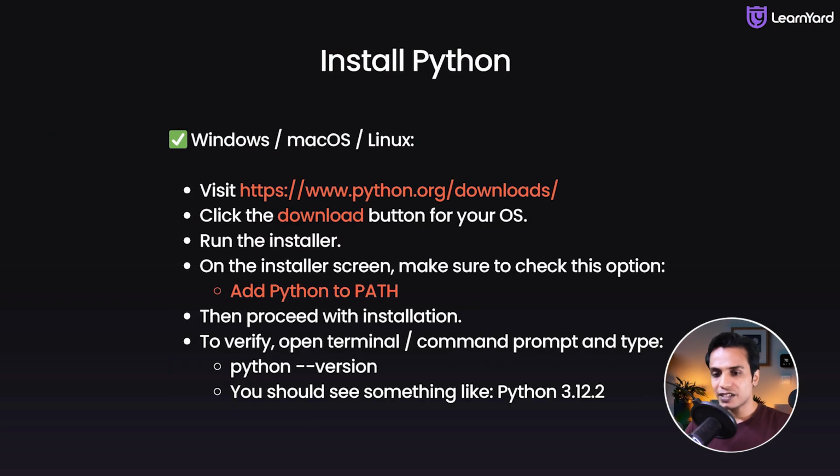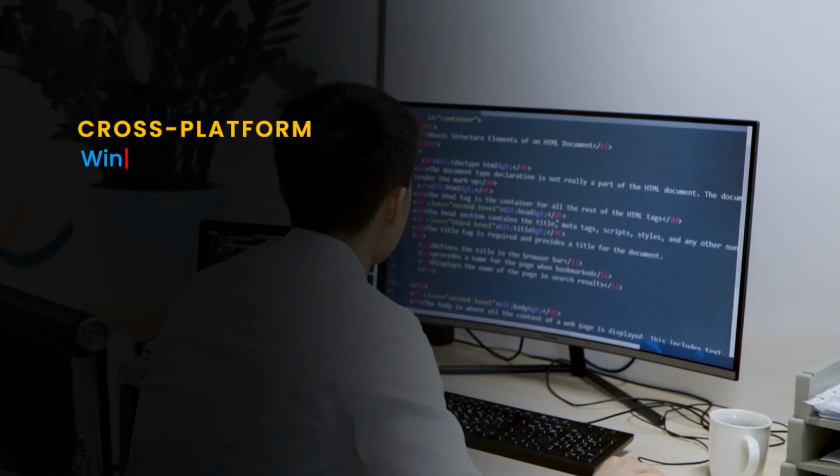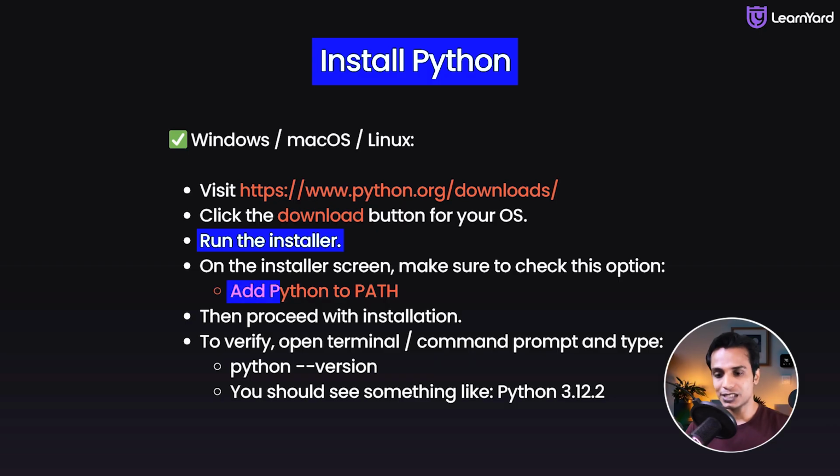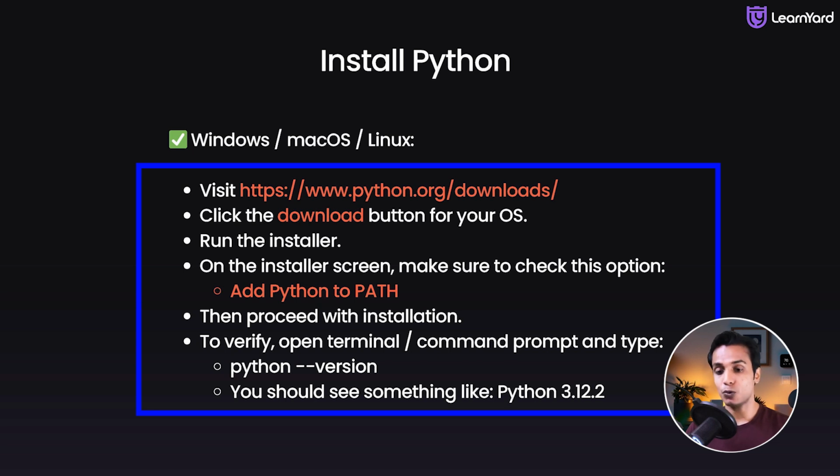So over here I have the instructions ready to download and install Python. You visit this URL, you click on the download button for your respective operating system. It could be Windows, it could be Mac, anything. You run the installer, you select this add Python to path option, and you verify the installation by doing python --version. Why am I quickly going through this? Because anyway I'm going to demonstrate each of these step by step, and I'll show you how to do it on your system.